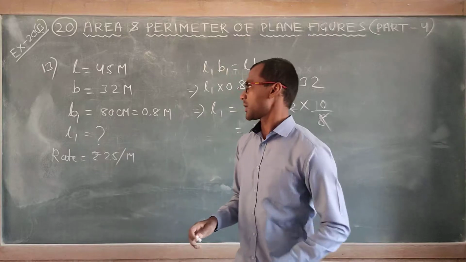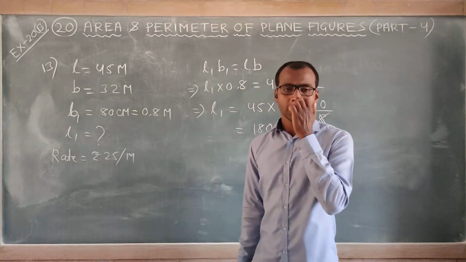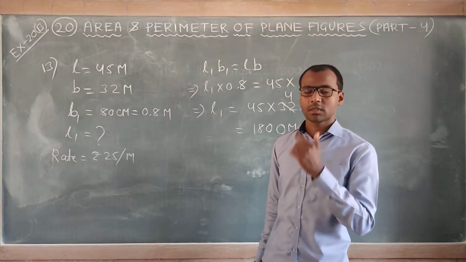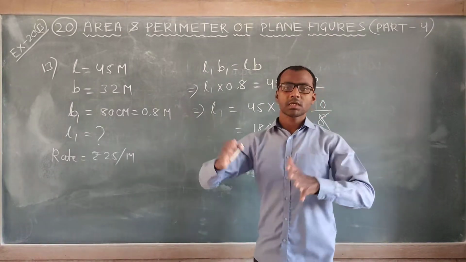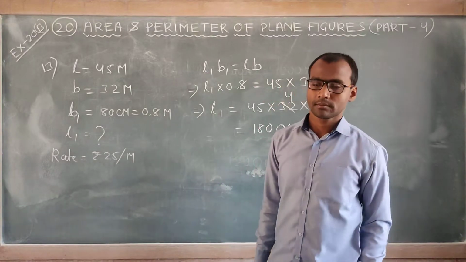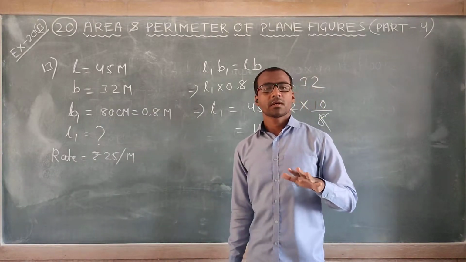Why? Because you can see the breadth has been decreased. Initially, in the first case, the breadth was 1.2 meter. Here the breadth is 0.8 meter. So when breadth is decreased, definitely the length has to be increased in order to maintain the same area.